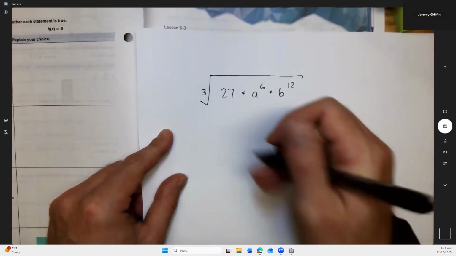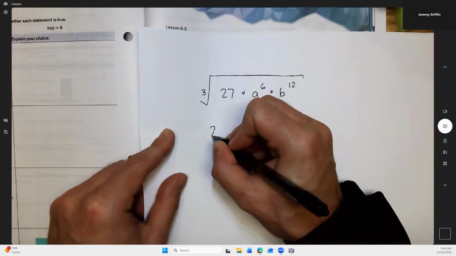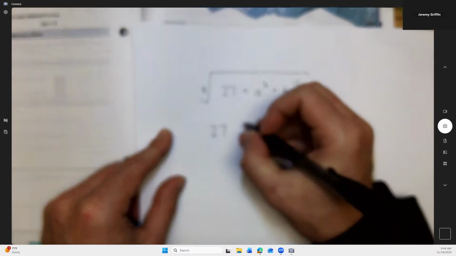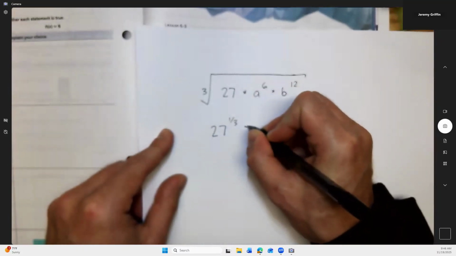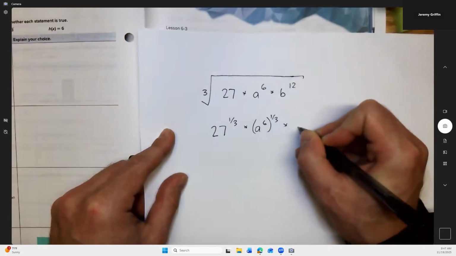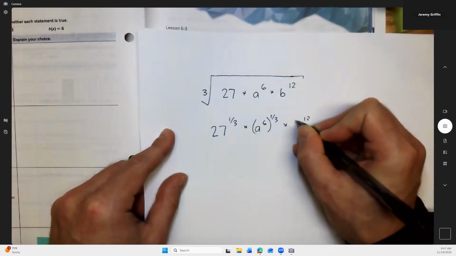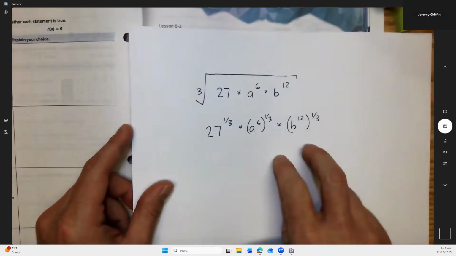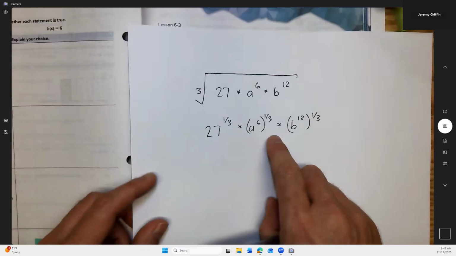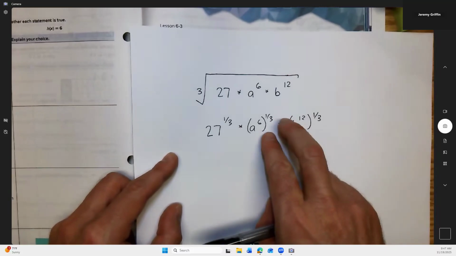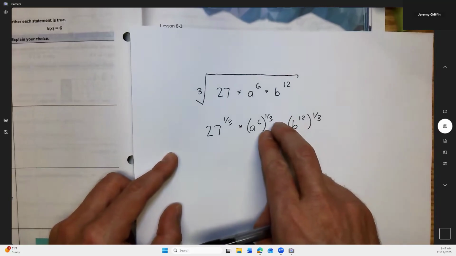So if I wanted to, I could raise each of these individual values to a 1/3 power, like 27 to the 1/3 multiplied by a to the 6, all to the 1/3, multiplied by b to the 12, all to the 1/3. And that's the other rule I had to go over with you guys: a power to a power. If you have a power raised to a power, what do you do to those two powers? You multiply them.